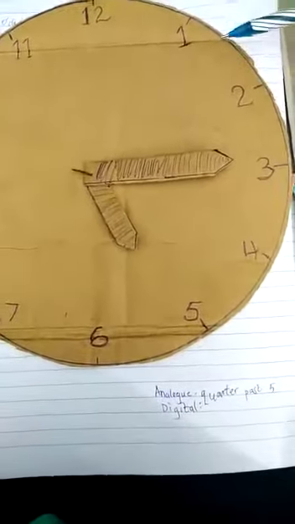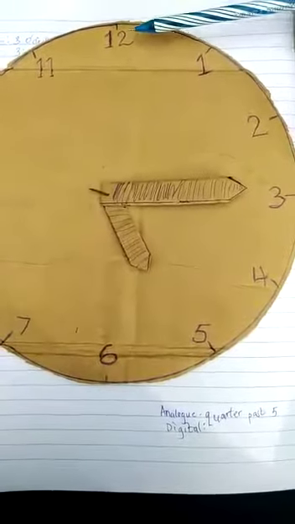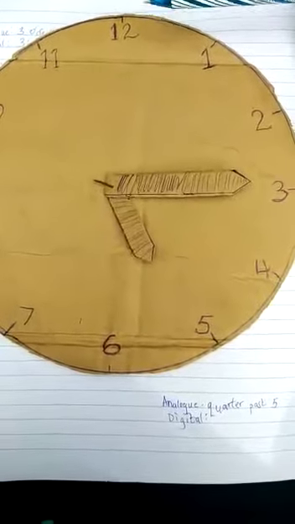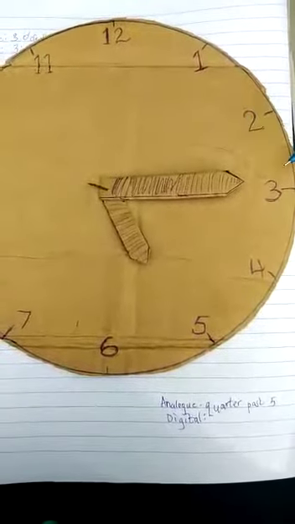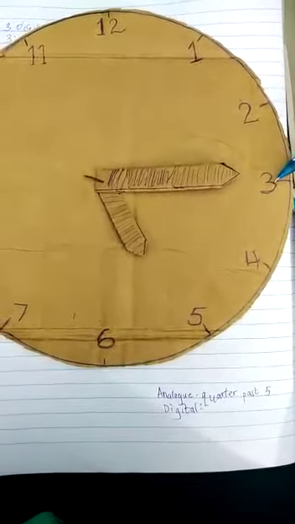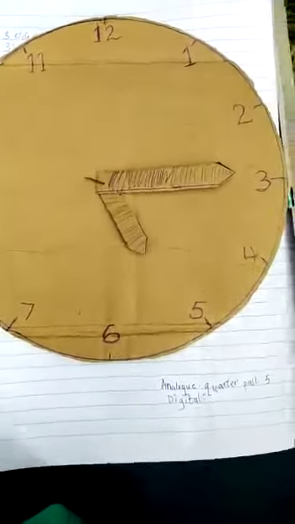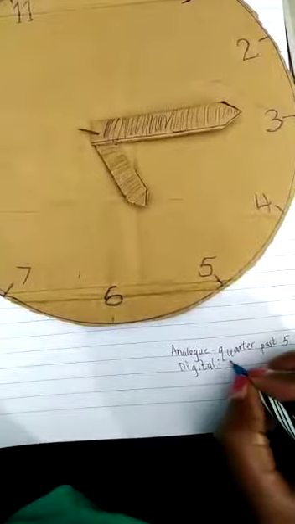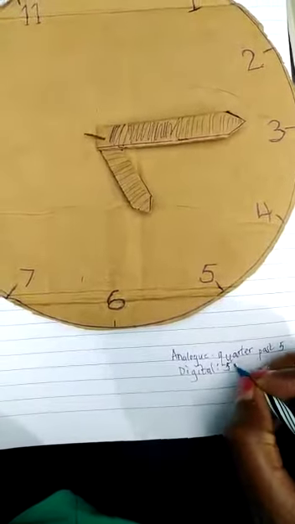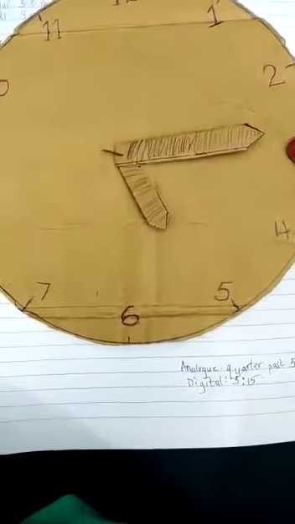So we have to know how many minutes are there. We said this is 60 or 0. So we start from here: 0, 5, 10, 15. So it means quarter past is 15 minutes. So now the short hand has just passed 5. So the time in digital will be 5:15. That is the time in digital.